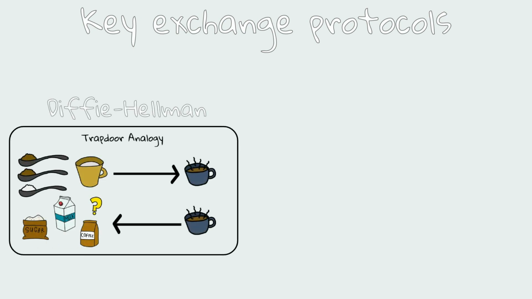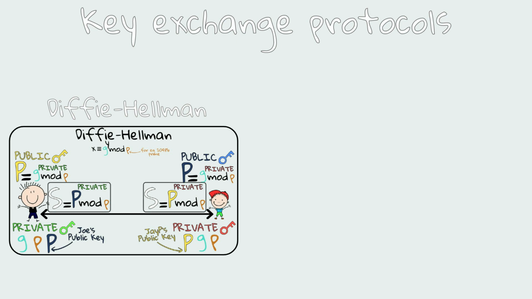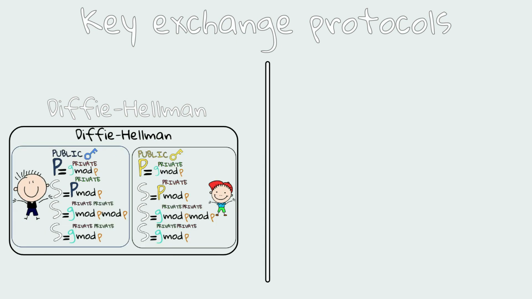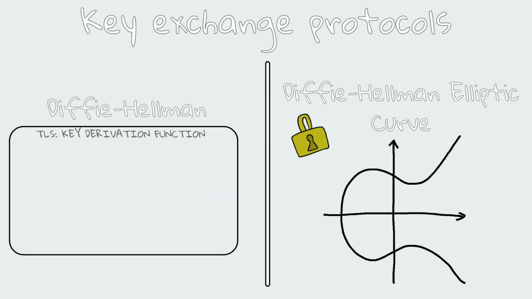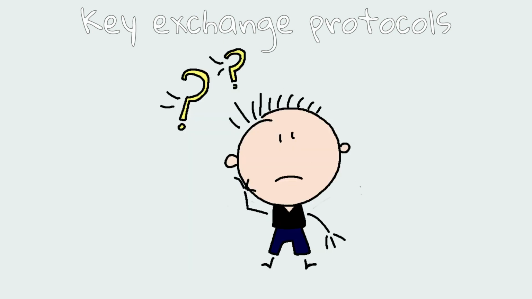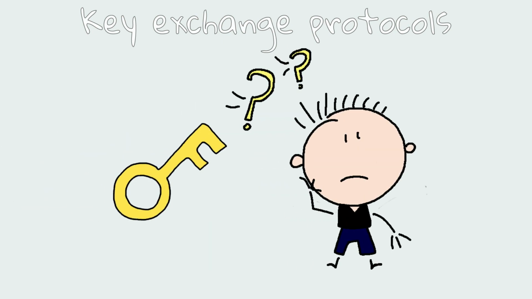Okay, we previously explained Diffie-Hellman protocol, an example of a key exchange protocol. A different variation of Diffie-Hellman is Diffie-Hellman elliptic curve, which is considered more secure. I may explain it in a different video in the future. So for now, I want to explain why exactly do we need key exchange algorithms in TLS.